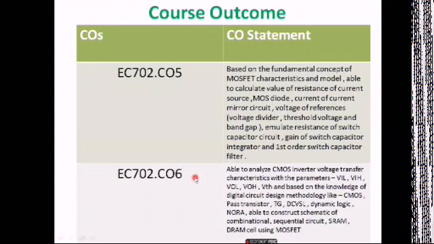The last course outcome is CO6, that is able to analyze CMOS inverter voltage transfer characteristics with the parameters VIL, VIH, VOL, VOH, VTH and based on the knowledge of the digital circuit design methodology like CMOS, pass transistor, TG, DCVSL, dynamic logic, NORA, able to construct schematic of the combinational sequential circuit, SRAM, DRAM cell using the MOSFET. So all these were the 6 course outcomes of this subject, VLSI and microelectronics, where the code is EC702.